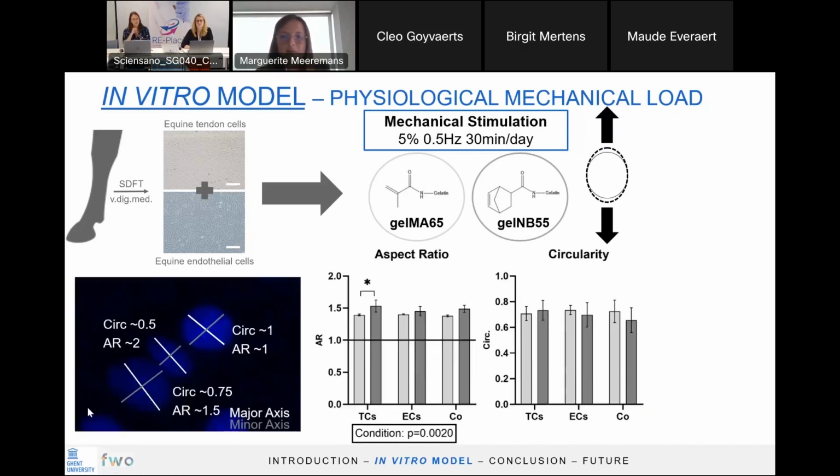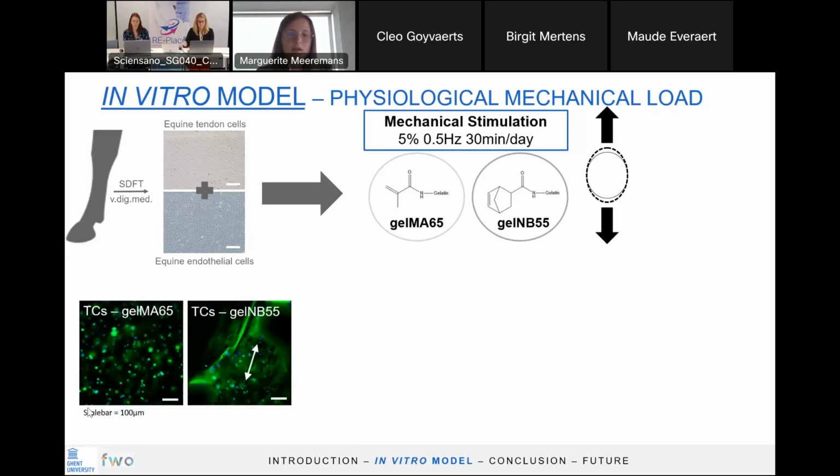So next, we again quantified this elongation. And you can see again, overall, the cells elongated more in the gelatin norbornene. Also, when the cells were added to the gelatins in co-cultures. So first, we investigated the monocultures, and then we included these co-cultures. I'll also show you some pictures.